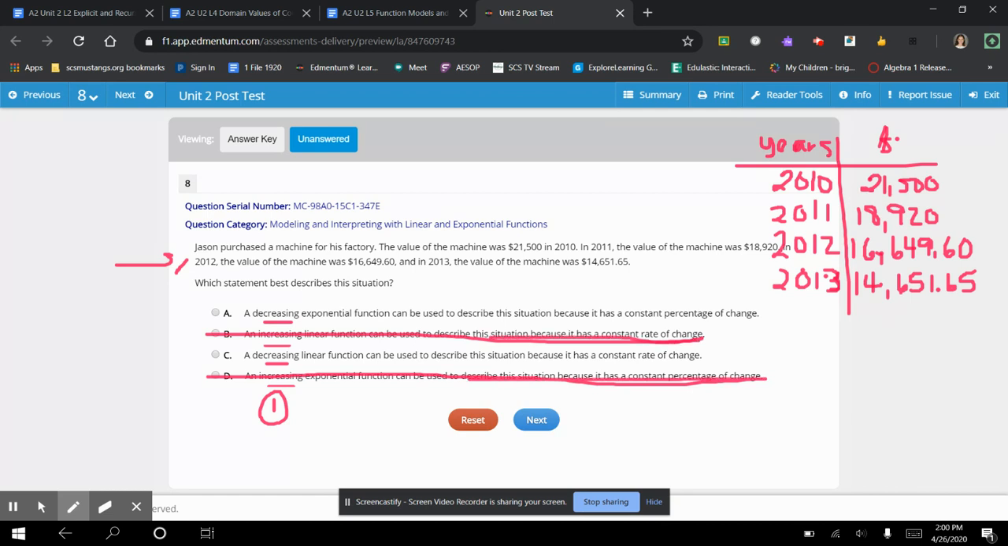So then the next thing you have to make the decision, and I won't spoil the surprise for you on this one, but you need to make the decision between, are you looking at an exponential function or are you looking at a linear function?